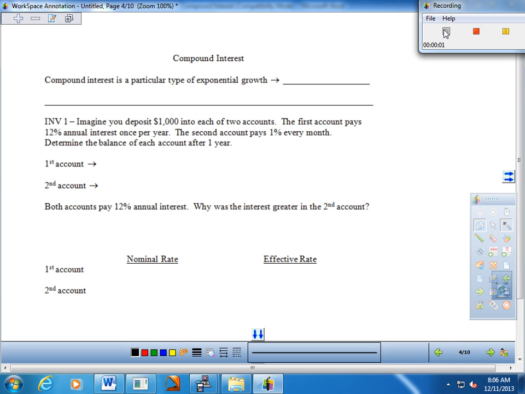Welcome. Today's lesson is entitled Compound Interest. There's really some fascinating mathematics that relates to the concept of compound interest. So just grab a graphing calculator and let's see what develops over the course of this notes worksheet.